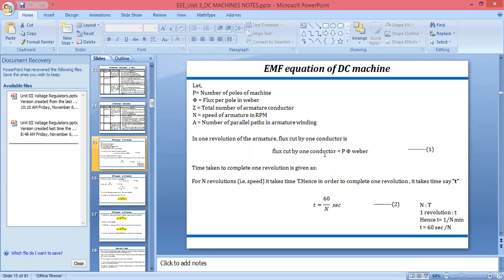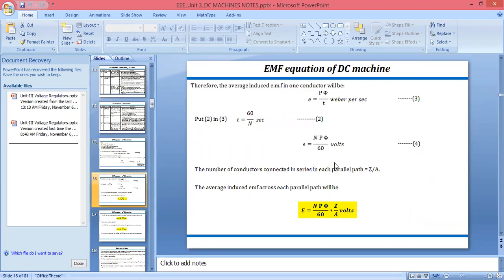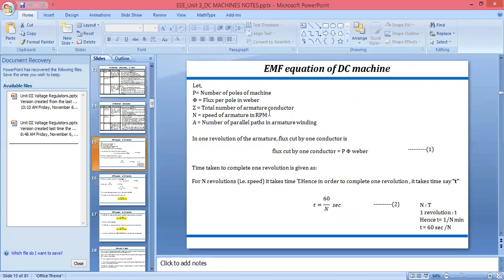So these are for one conductor, but we are supposed to derive the EMF for our whole path. If we derive the EMF for each parallel path, we first have to derive the EMF for one conductor, and then multiply that EMF by the number of conductors. The number of conductors we can calculate as Z upon A, where A is the number of parallel paths and Z is the total number of armature conductors.